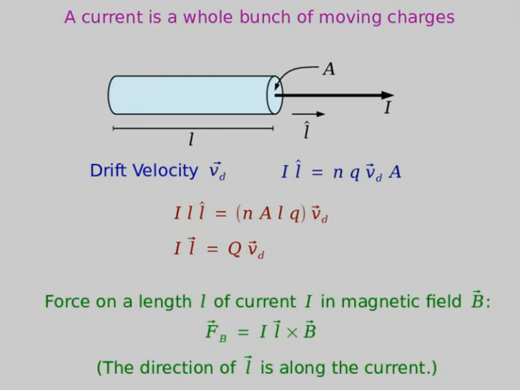Of course, measuring this is kind of hard, but you can qualitatively measure it. If you have a length L of current I in magnetic field B, the force on that wire is just IL cross B. This is just QV cross B, but instead of talking about point charges, we talk about the current, the moving charges, so we just change things around so it works for that. And the direction of L is along the current.